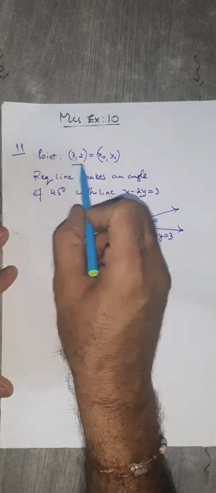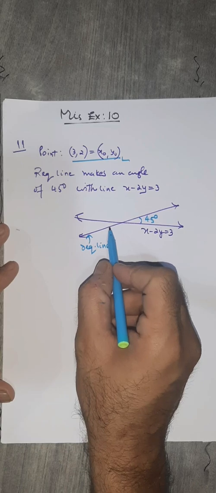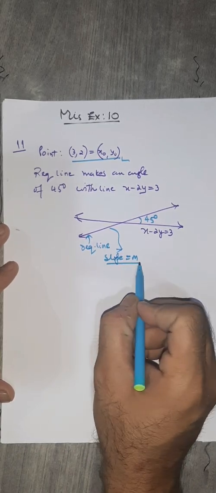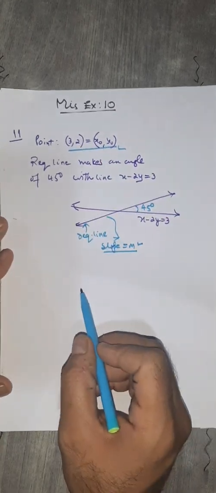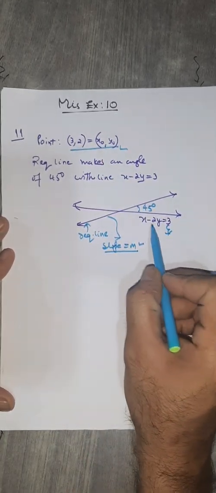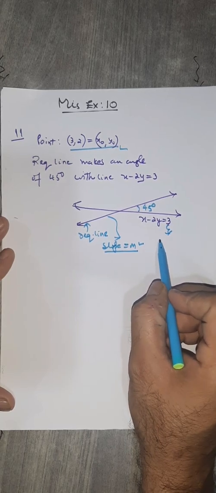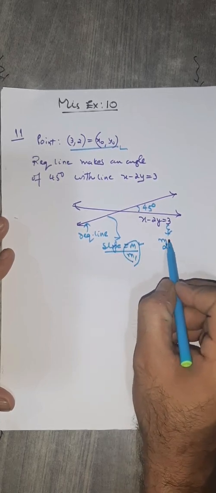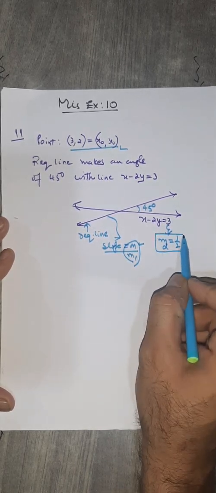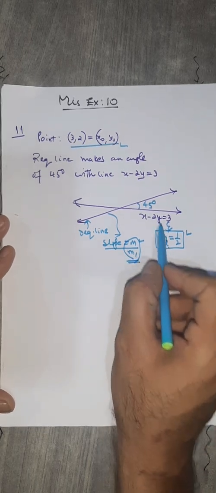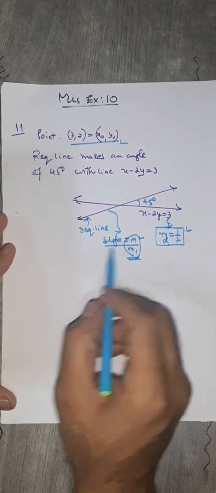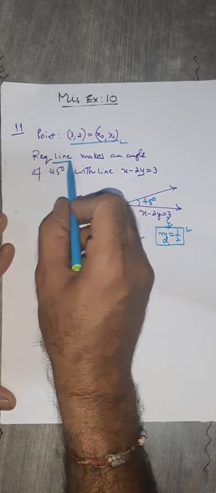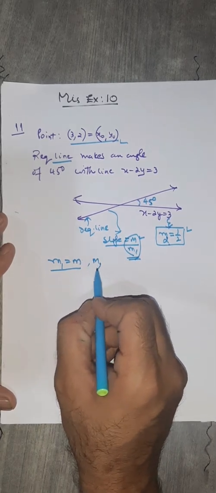Now we have a point, so we just need the slope. Let the slope be m here. Once we get this slope, we have the point, so we can get the equation. What's the slope of this line? Minus a by b. So here I'll call this m1 equals m, and m2 equals 1 by 2. You have the slope, you have the angle. Here m1 equals m, the slope of the required line. m2 is the slope of the given line.